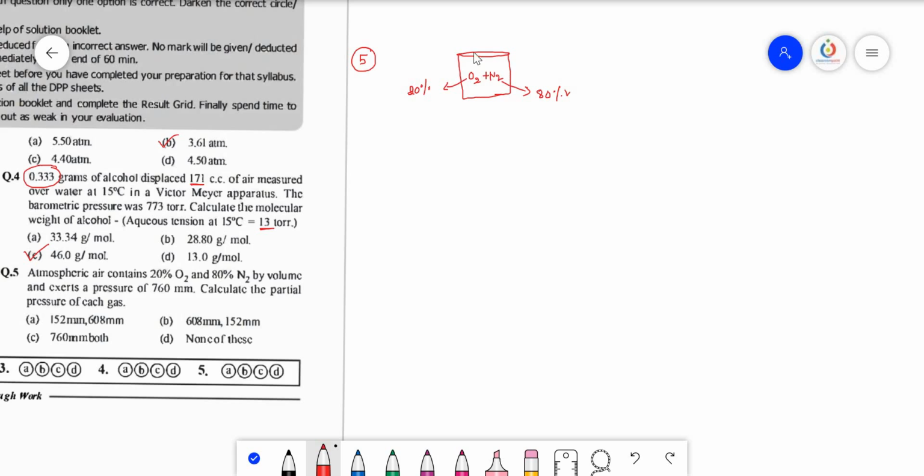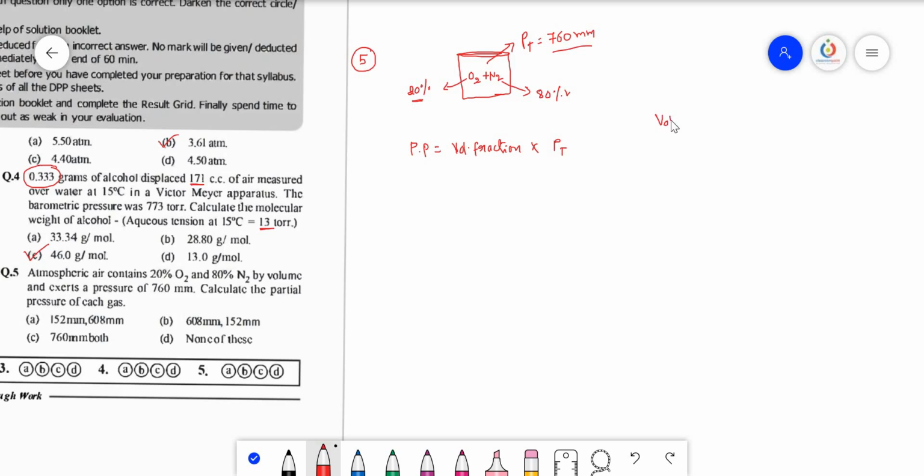Okay. So, when both of these are together, they are exerting a pressure of how much? The total pressure of this mixture of gases is equal to 760 millimeters of pressure. Now, they are asking what is the partial pressure of oxygen and nitrogen. Means individually their pressures they are asking. So, the formula is partial pressure. I am writing PP. Partial pressure is equal to volume fraction, just like mole fraction, into total pressure. Here volume fraction percentage is given, so this percentage we have to convert into a fraction.